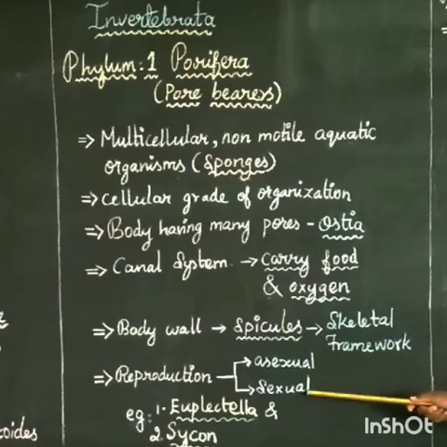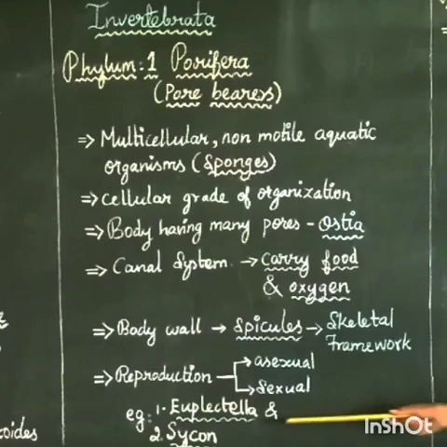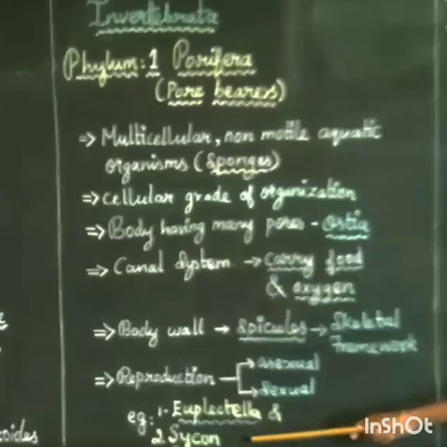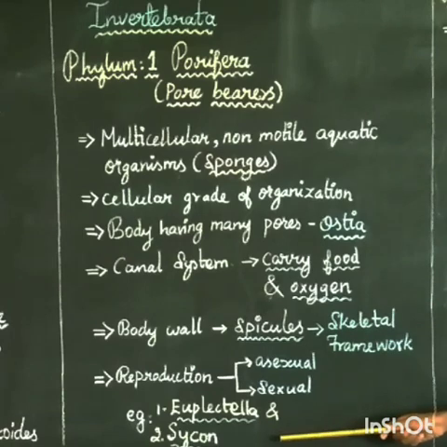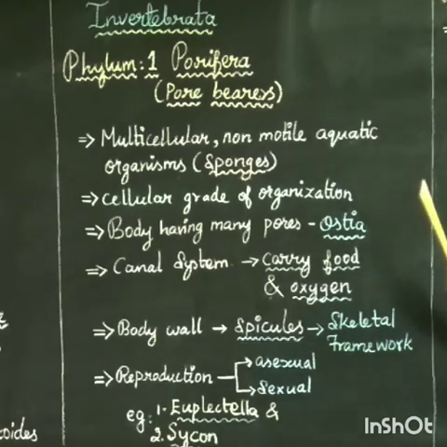Then what is meant by sexual reproduction? Here male and female gametes are produced, then fusion takes place and a zygote is formed. Such reproduction is called sexual reproduction. Okay, let us see the examples for phylum 1 Porifera. The first example is Euplectella and the second is Cycon. These are all sponges, seen mainly in marine water, and some in fresh water. Mostly these are aquatic animals seen only in water. Up to here phylum 1 is over.